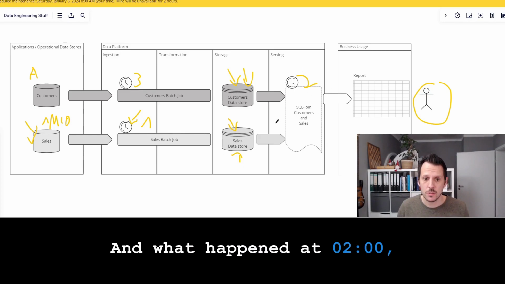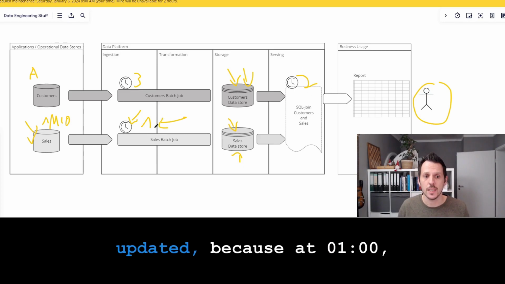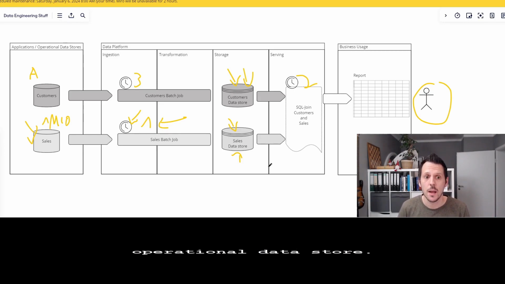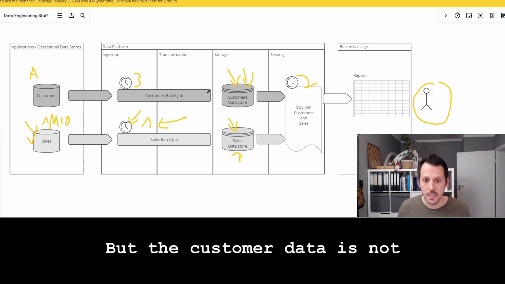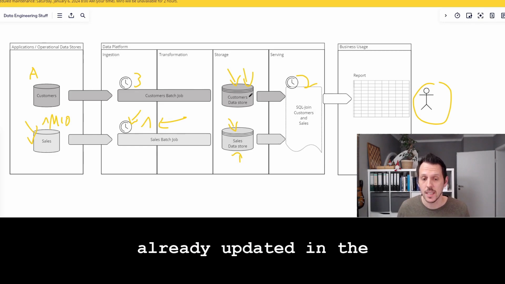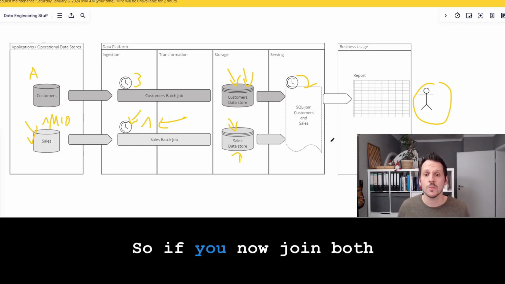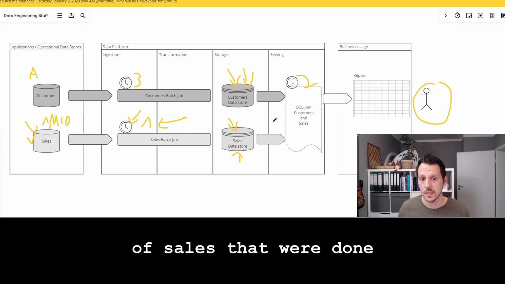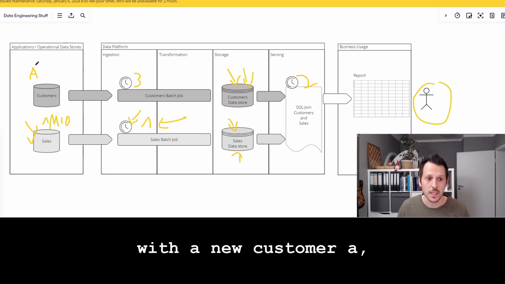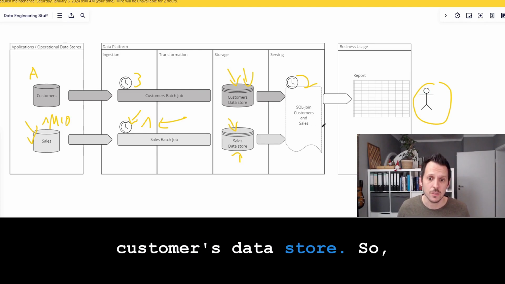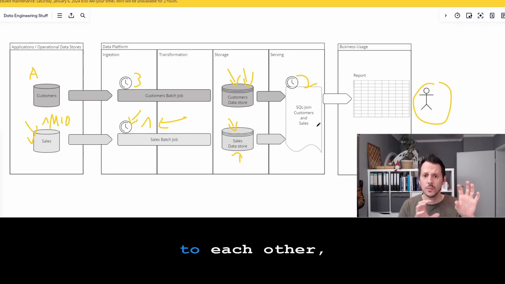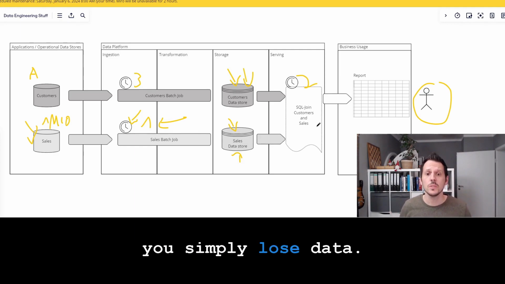What happened at 2 o'clock? The sales data is already updated because at 1 o'clock, the sales data was fed from the operational data store. But the customer data is not yet updated in the customer data store. So if you now join both together, you will end up losing this 1 million of sales that were done with a new customer A that is not yet in the customer data store. Because you have two data stores that are not synchronized with each other, you simply lose data.